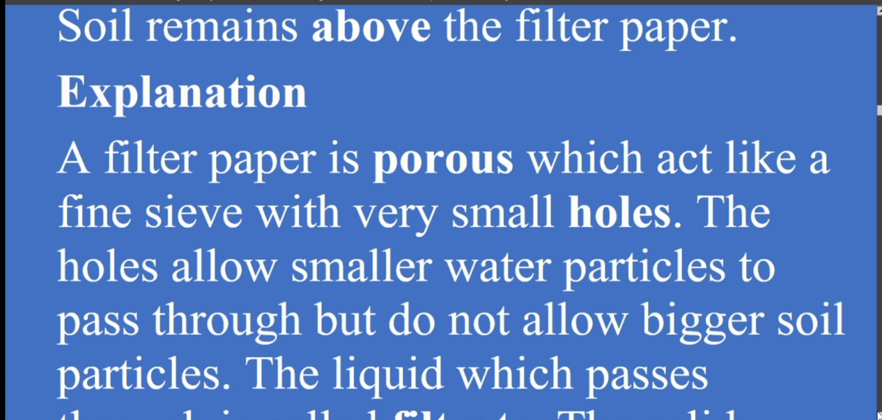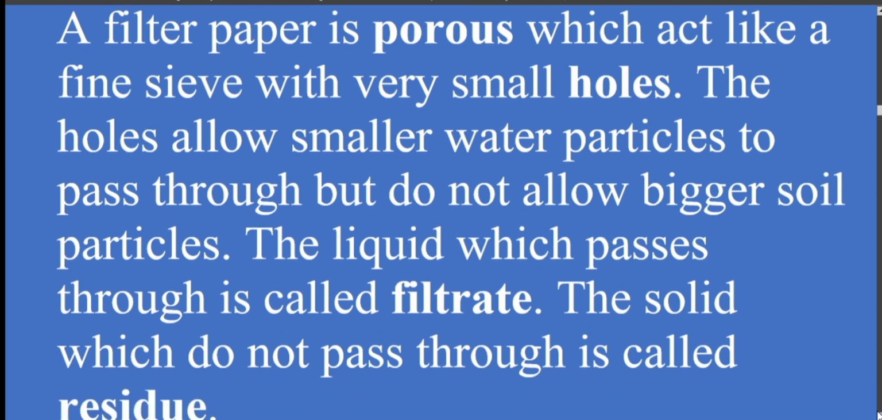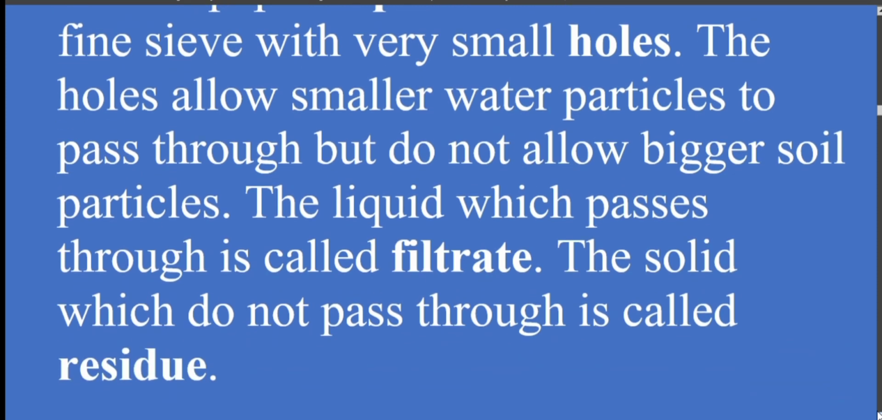So the liquid which passes, we are calling it filtrate, and the solid that does not pass, we are calling it residue. So we have the residue remaining on the filter paper, and the filtrate that has passed through the filter funnel. Remember, we are obtaining water with no other particles, because it has been filtered through the filter paper, and we also obtain the soil as the residue on the filter paper.